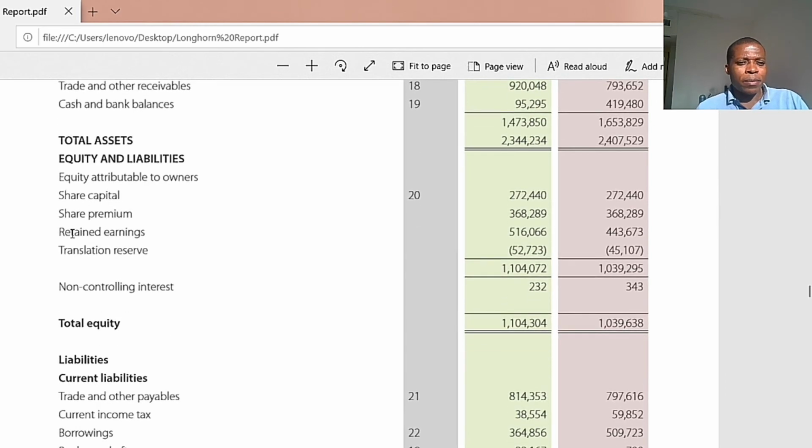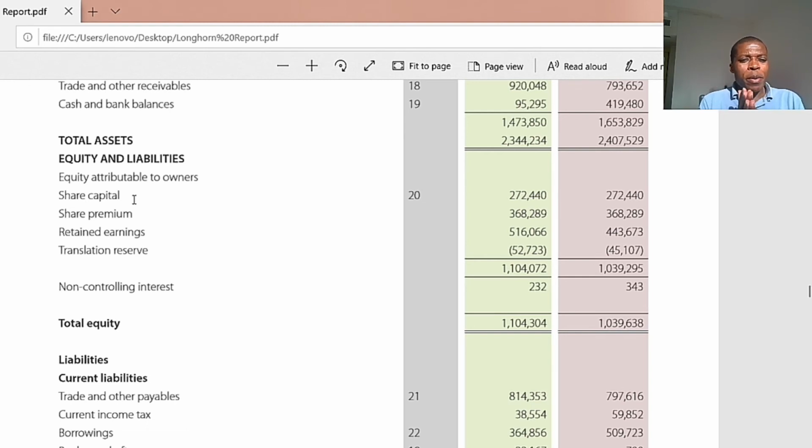So another item on the balance sheet, as I said, it is equity, shareholders' equity. So you can say equity attributable to the owners. So there is one that is share capital. Share capital basically is the capital that is, for example, if the company sells shares or releases shares and it sells, that is the amount of money that is received from the selling of shares. That's what is called share capital.